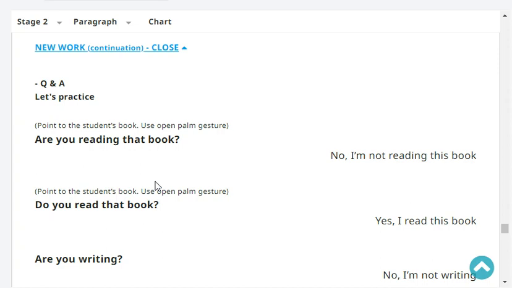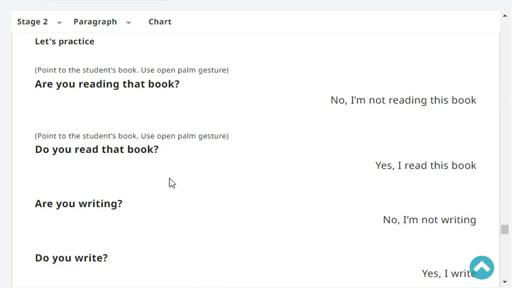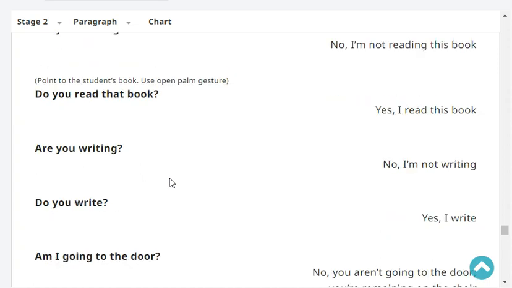Are you reading a book? No, I'm not reading the book. Do you read books? Yes, I read books. Very good. Are you writing? No, I'm not writing. Do you write? Yes, I write. Very good.